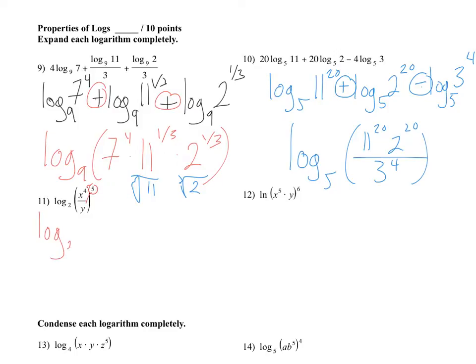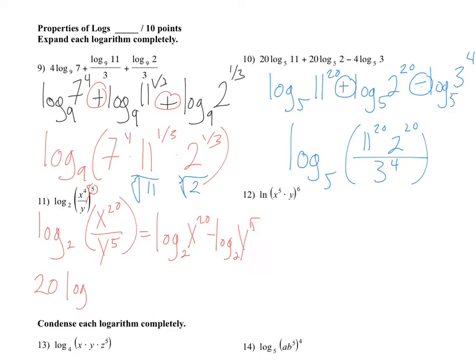So we get log base 2 of x to the 20th over y to the 5th. And I can rewrite that as log base 2 of x to the 20th minus log base 2 of y to the 5th, which I can bring these powers down in front, so I can write that as 20 log base 2 of x minus 5 log base 2 of y.